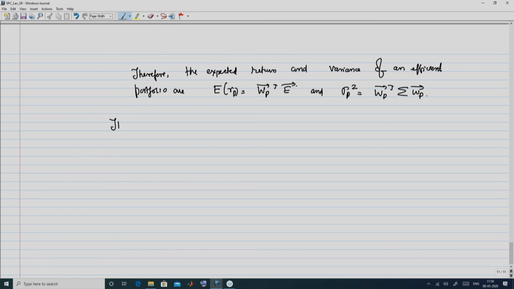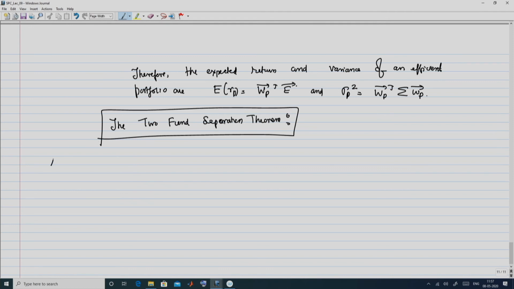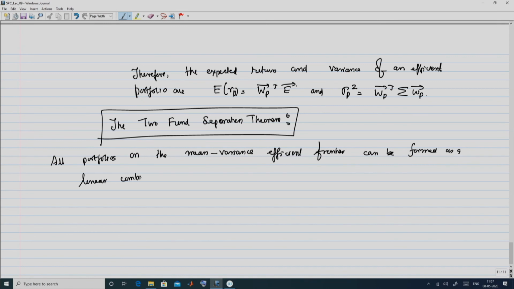Okay. So, this brings us to the last theorem, which is known as the two fund separation theorem, which is basically a direct application of the efficient frontier. So, I can make the statement that all portfolios on the mean variance efficient frontier can be formed as a linear combination of any two portfolios on the efficient frontier.